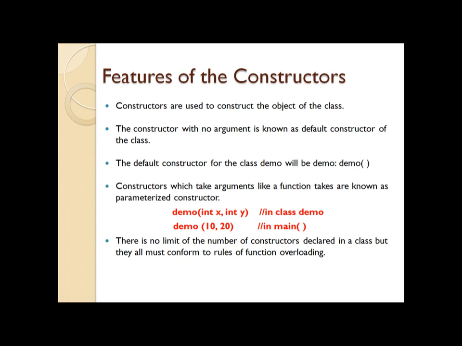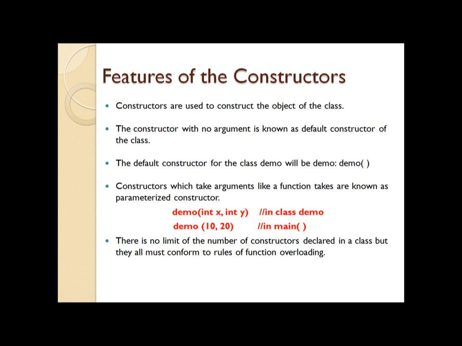We can pass parameters for a constructor just like a function. So here you can see demo is the constructor because it has the same name as the class name, and it has two parameters, int x and int y. When we call this constructor in the main function, it will look like this: demo 10 20. So in place of x we are passing 10, in place of y we are passing 20.